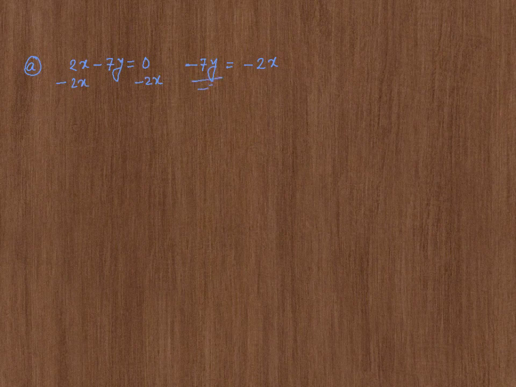In this video, I'm going to discuss the x and y intercepts of some special types of straight lines. The first one I'm going to discuss is 2x minus 7y is equal to 0. I can simplify this equation by subtracting 2x from both sides, so I will have negative 7y is equal to negative 2x. Now I can divide both sides of this equation by negative 7.